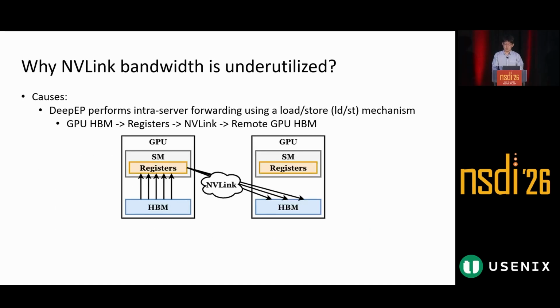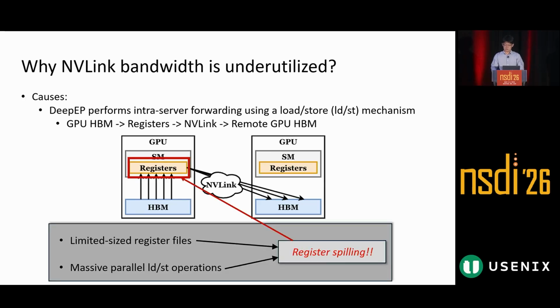So why does this happen? The reason is that intra-server forwarding is implemented with the load and store mechanism. Data is loaded from HBM into registers and then stored across NVLink into remote GPU memory. This path relies heavily on the SM execution resources. Unfortunately, register files are limited, while forwarding requires massive parallel load and store operations. That leads to register pressure and even register spilling, so bandwidth remains underutilized and communication becomes slower than it should be.